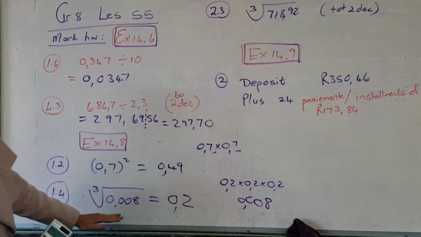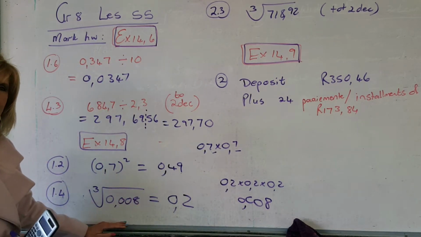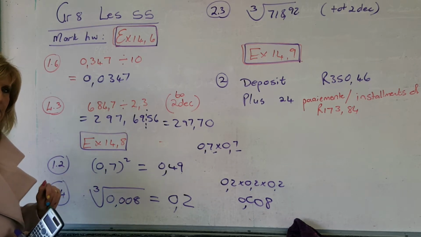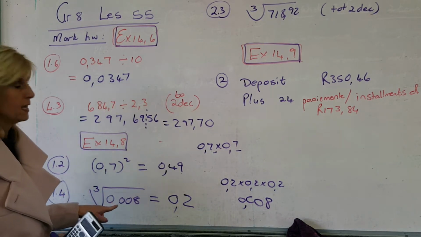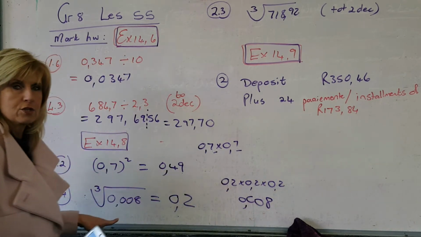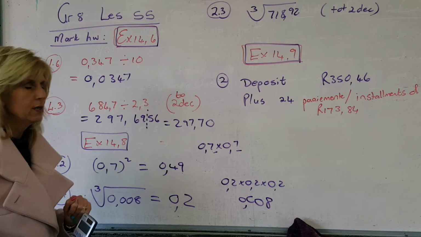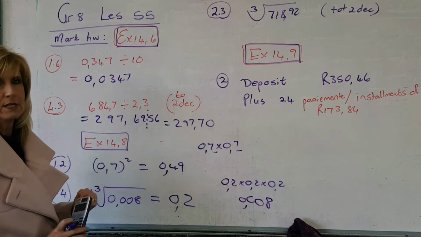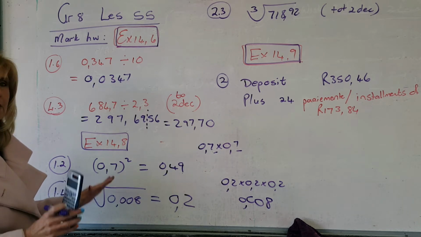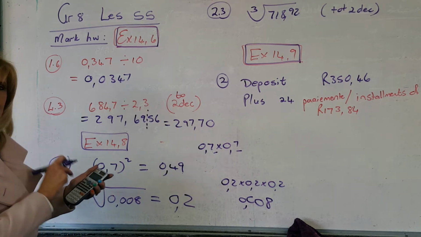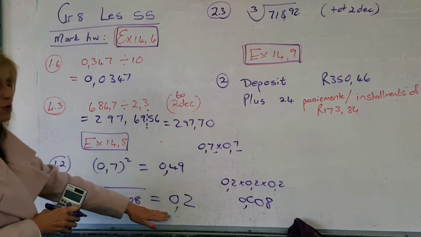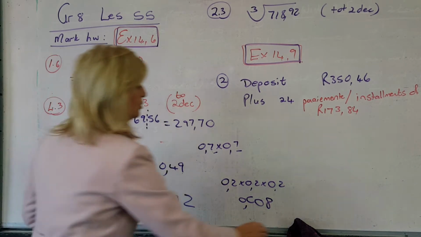So if you did this without a calculator, your thoughts should have been, what times itself 3 times will give me 0,008. Wat maal homself 3 keer? En as jy nou weet, dit was 0,2 maal homself 3 keer, dan is die antwoord 0,2. Moet jy dit so doen? Nee, ek doen dit net so bietjie vir interessantheid. This is just to interest you a little bit. But, calculator, cubic root, there's a button that says cubic root of 0.008, and your answer is 0,2.